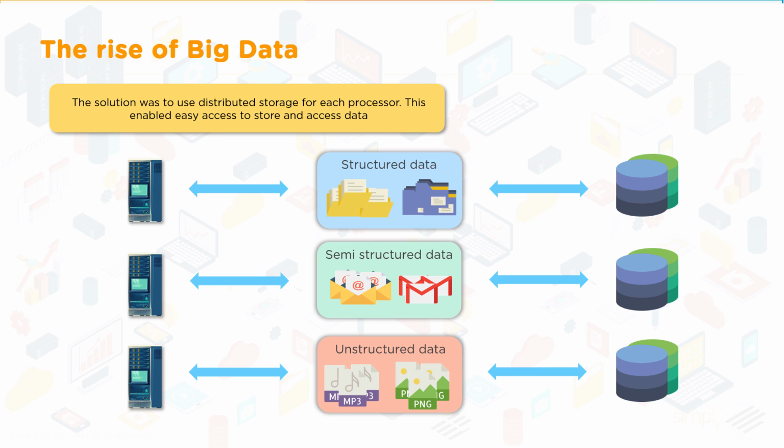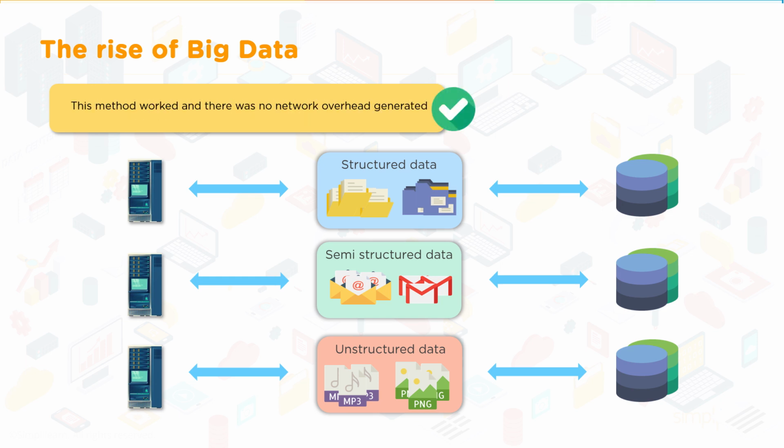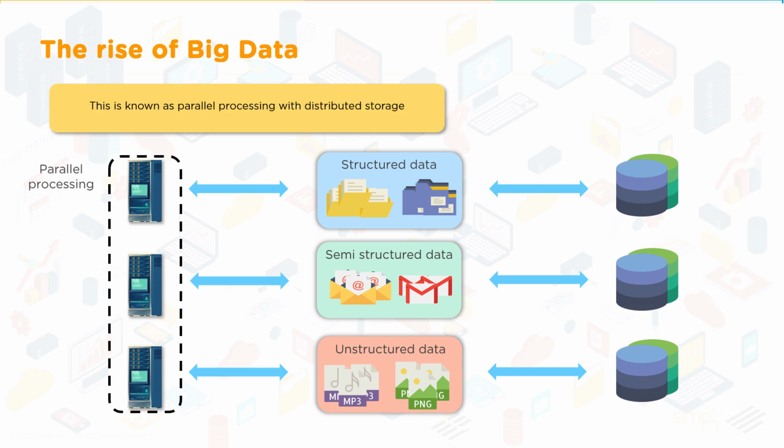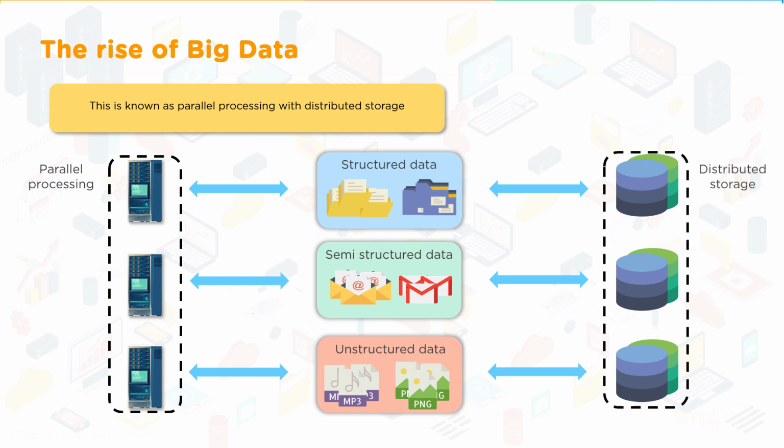You have multiple workers, multiple storage units, just like we had our storage room and the different fruit coming in, your variety. You can see that nice parallel to working on a farm. Now we're dealing with a lot of data. It's all about the data now. This method worked, and there was no network overhead generated. You're not getting a bottleneck somewhere where people are just waiting for data to be pulled or processed. This is known as parallel processing with distributed storage. So parallel processing, distributed storage. And you can see here the parallel processing is your different computers running their processes, and distributed storage.